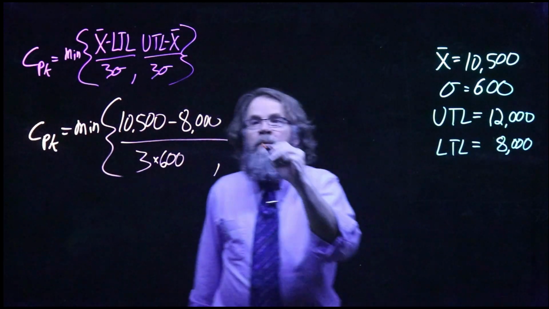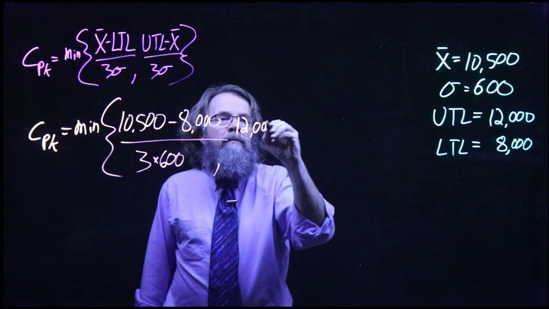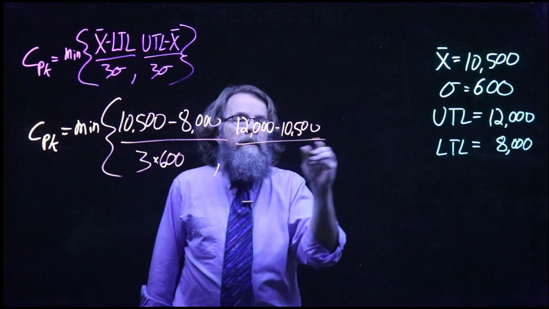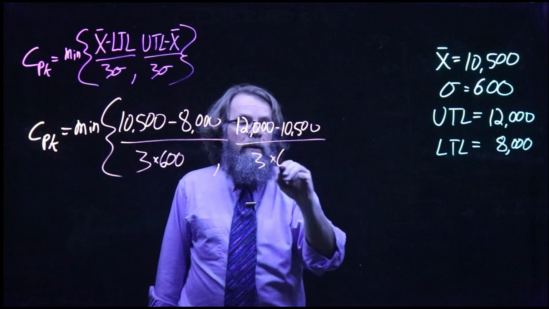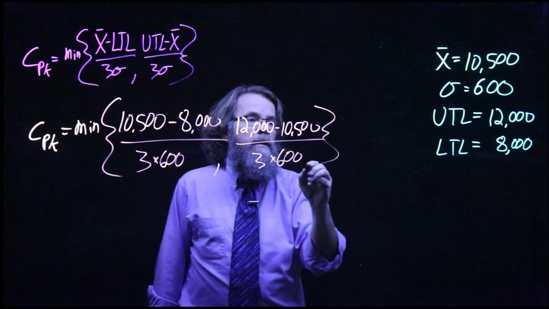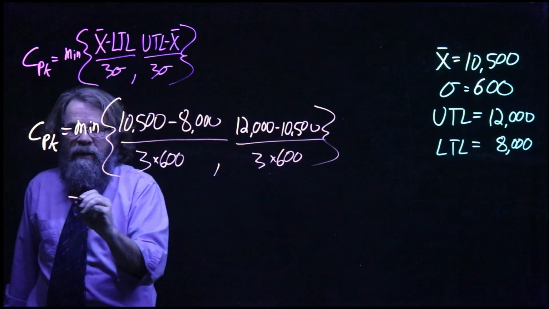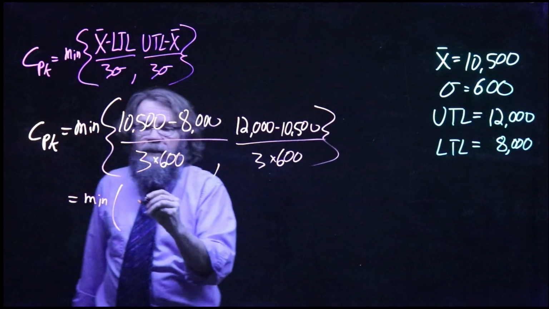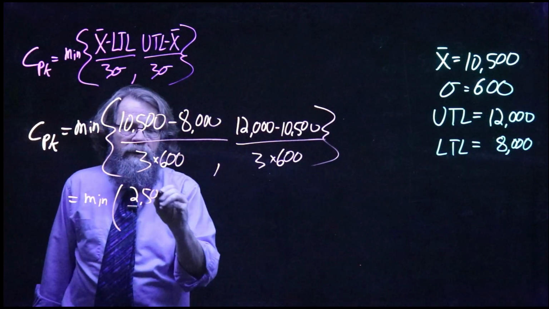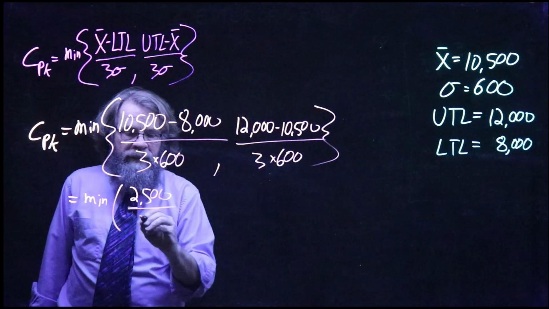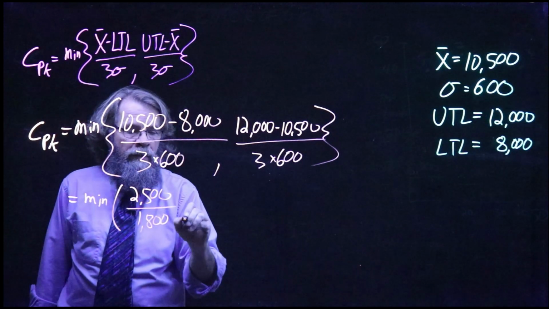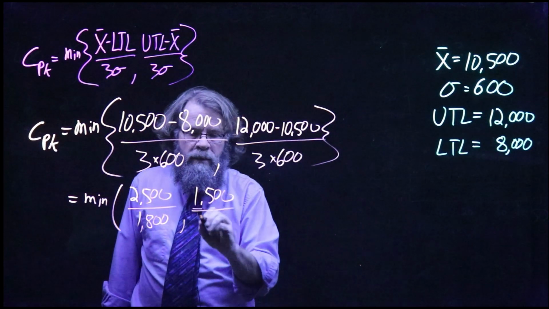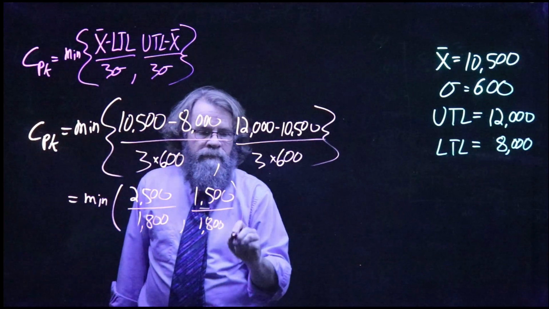Then the other half, we have the upper tolerance limit, 12,000, minus the average, 10,500. Divide by 3 times our standard deviation of 600. So we have equal the minimum of 10,500 minus 8,000 is 2,500, and 3 times 600 is 1,800. Then on the top here, on the other side, we have 1,500 divided by 1,800.